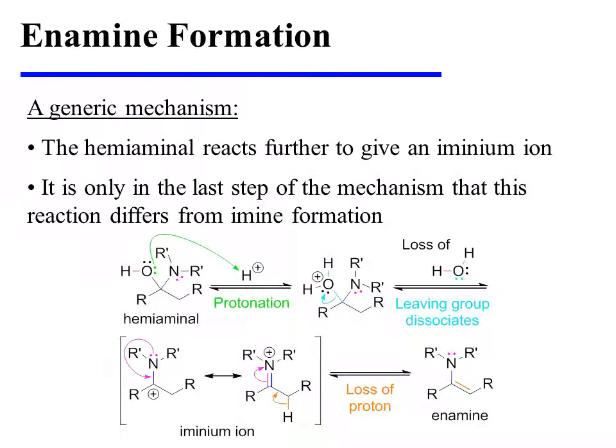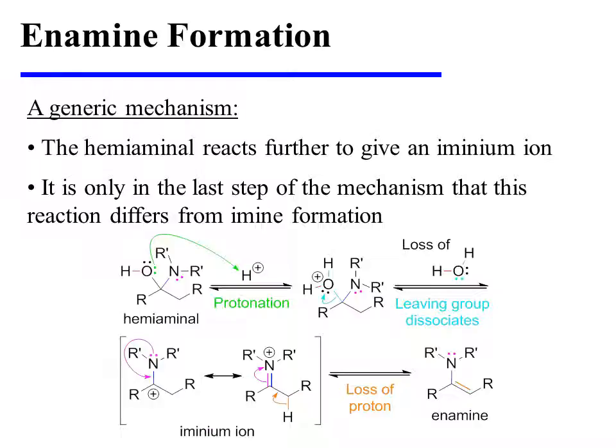The hemiaminal, though, reacts further to give an aminium ion. This occurs when the hydroxyl group is protonated and water, as a good leaving group, dissociates from the molecule. An aminium ion is thus formed, and its two resonance structures are shown here.